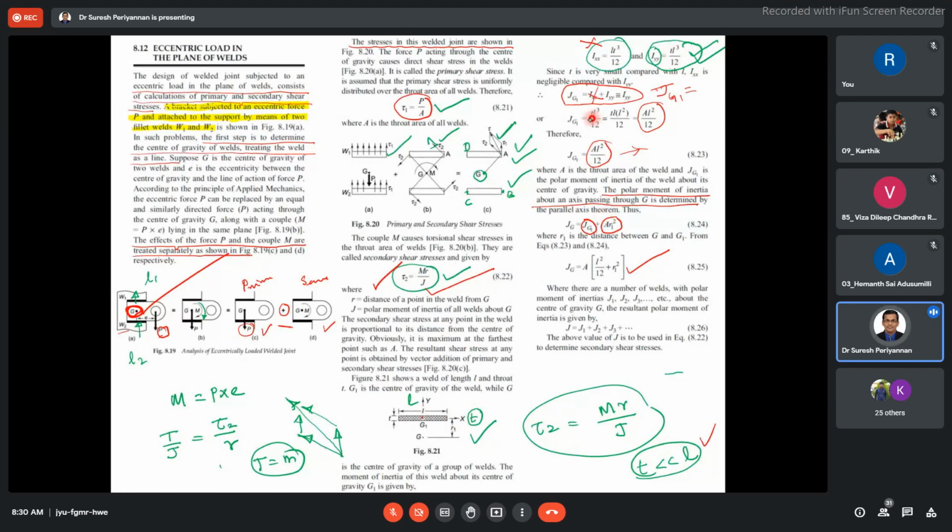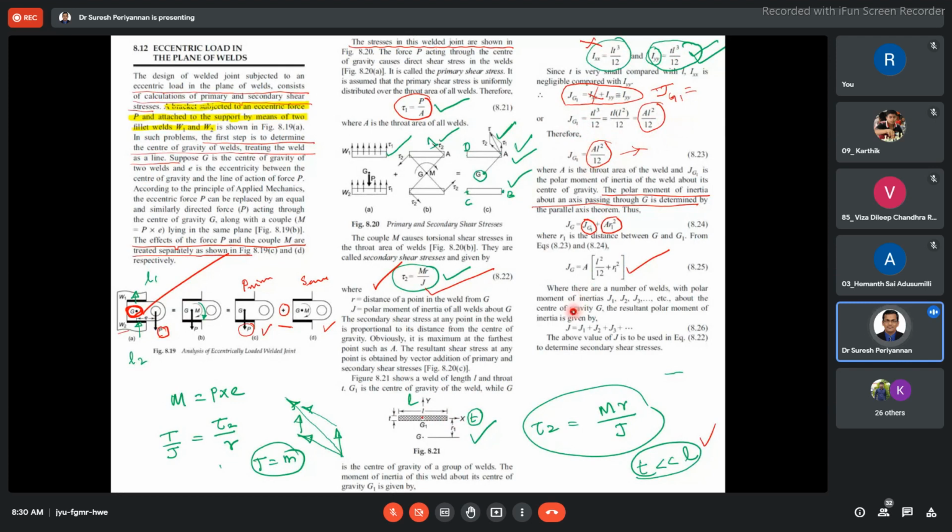Now, this is with respect to the weld. The moment of inertia with respect to the weld is T L cubed divided by 12, which we have written in terms of area: A L squared divided by 12. This is our moment of inertia with respect to the weld.